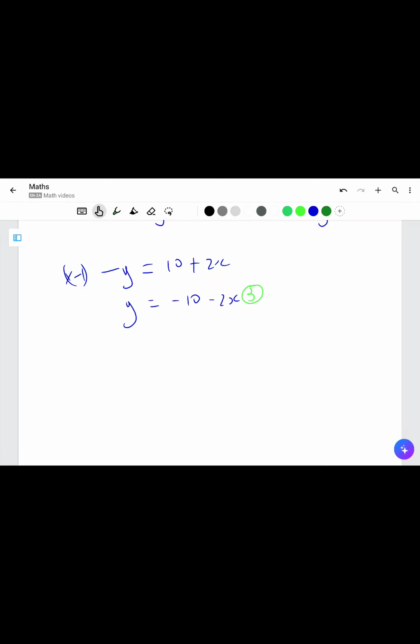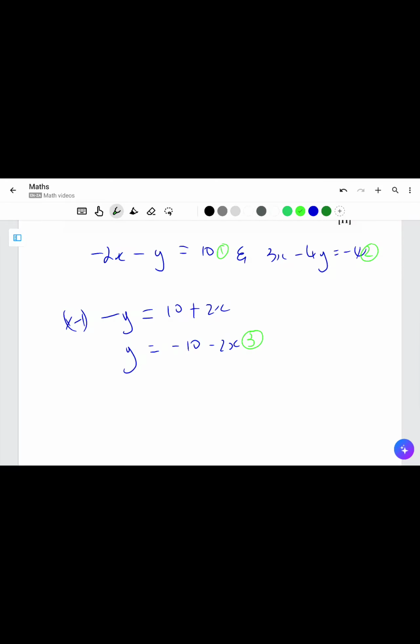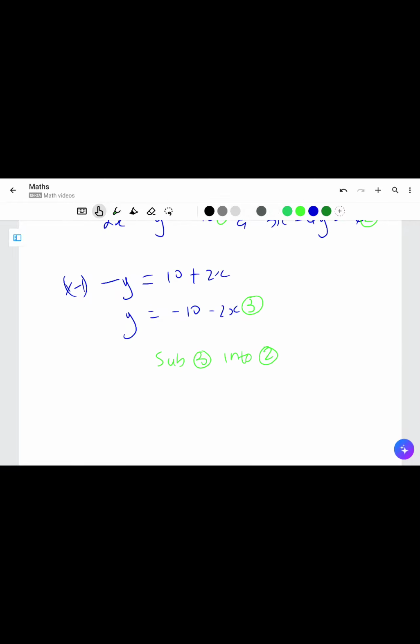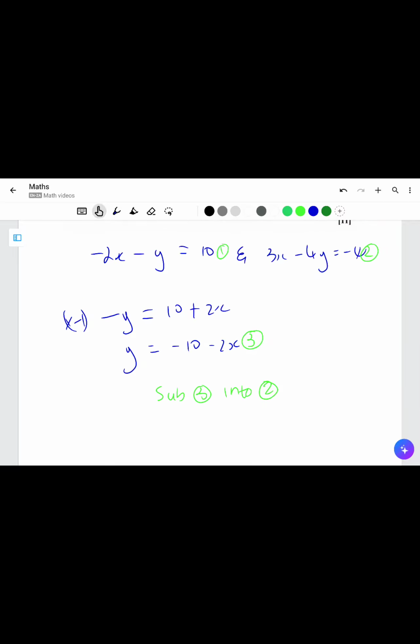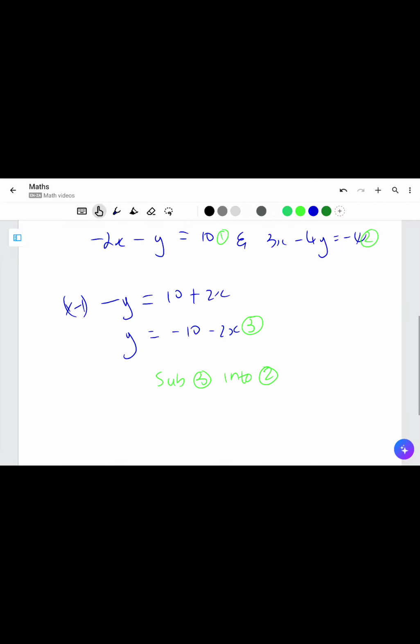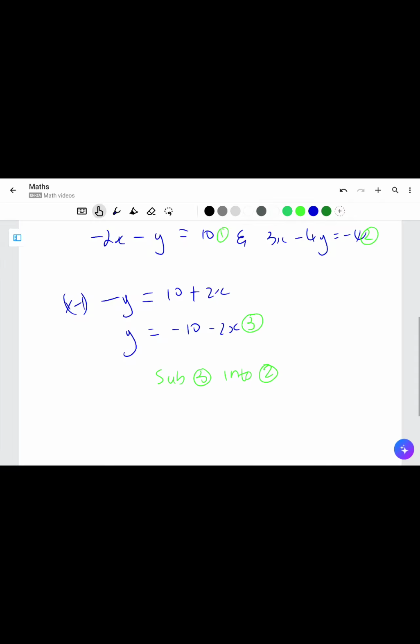And I'm going to go ahead and substitute 3 into 2, because I already manipulated 1, so I could make 3. So I'm going to sub 3 into 2. And let's do that. So we know that 2 is 3x minus 4y equals -4. So wherever we see the y, we'll place the new value for y, which is minus 10 minus 2x.